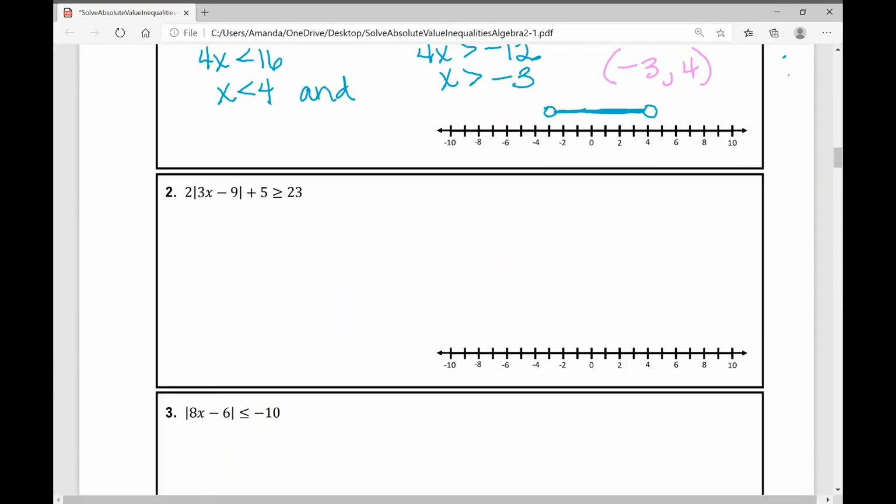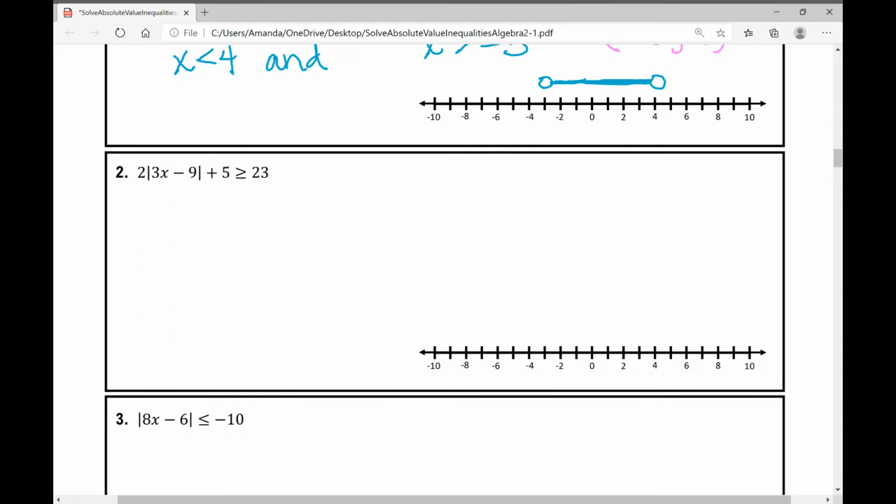Number 2 is the first type of example where we don't have our absolute value expression isolated on one side of the equal sign. So that's actually the first thing that I need to do in this problem. So I'm going to subtract 5 from both sides, because I get rid of that part first. And this is 2 times the absolute value of 3x minus 9 is greater than or equal to 23 minus 5, which is 18. And now I'm going to divide both sides by 2.